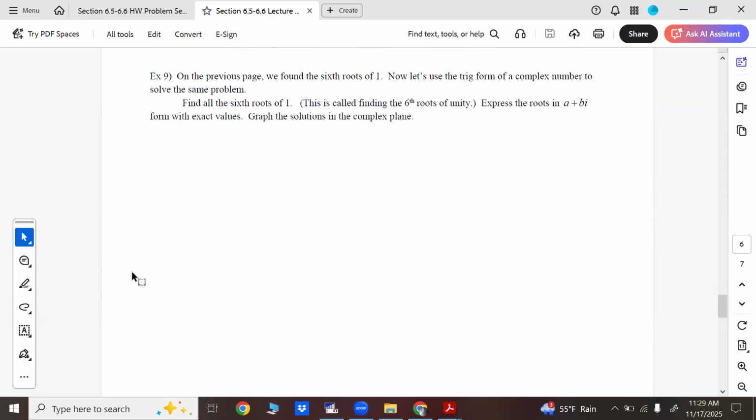So let's find the 6th root of 1. And by the way, sometimes we call this the 6th root of unity. Unity means 1, like unit circle. So here's what we're going to do. You have 1 plus 0i, so a is 1 and b is 0. So what's your r going to be? What's the magnitude of that complex number? 1. What's your theta here?